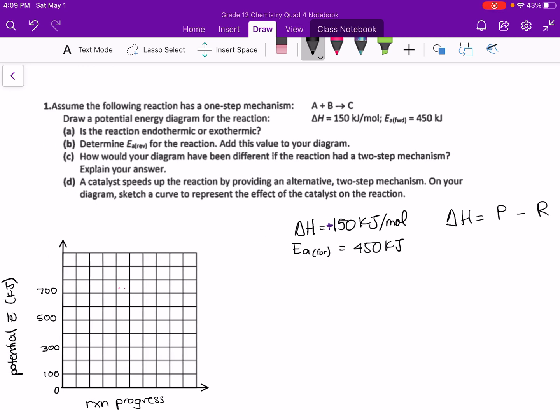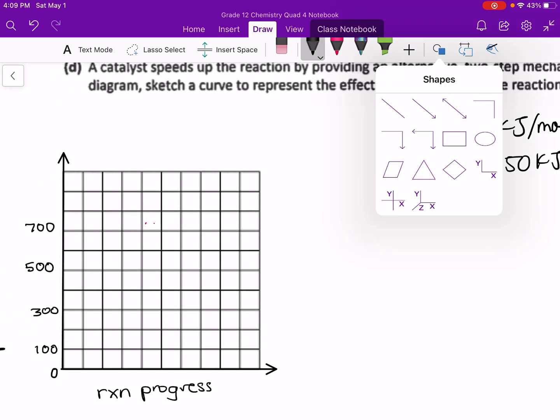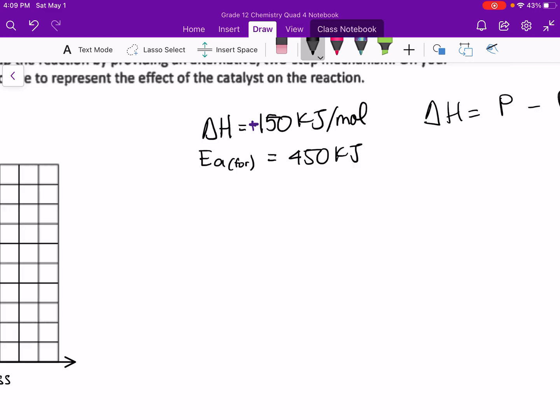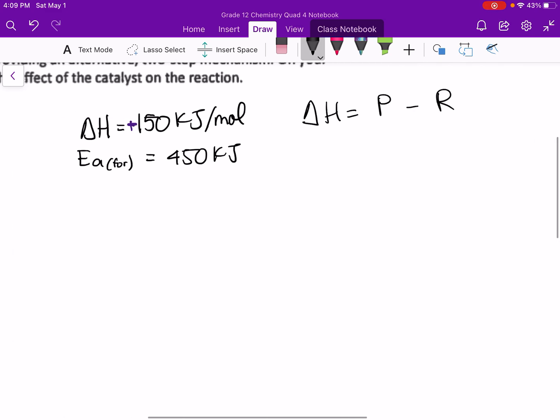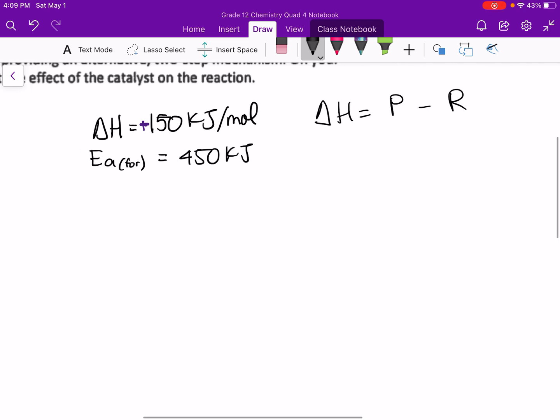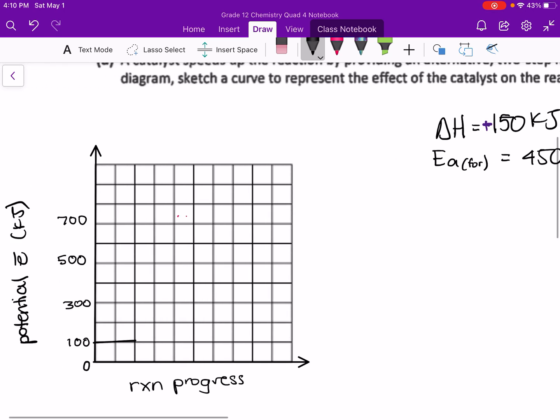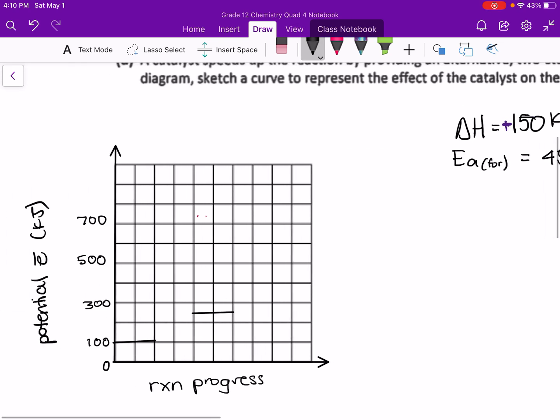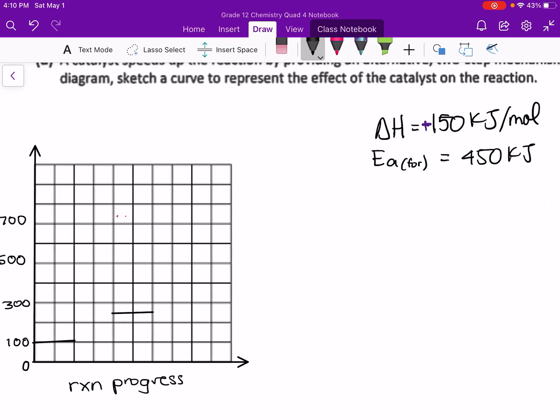I'm going to start by putting my reactants at 100. That means that my products will have to be at 250 so that I can get a difference of 150 kilojoules per mole as my overall delta H. If my activation energy going forward is 450, my transition state needs to be at 550 to give me a difference of 450 kilojoules.